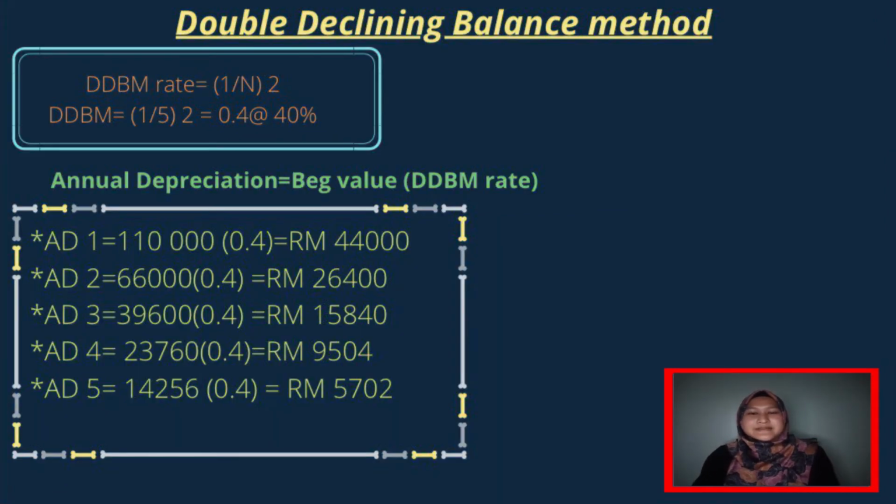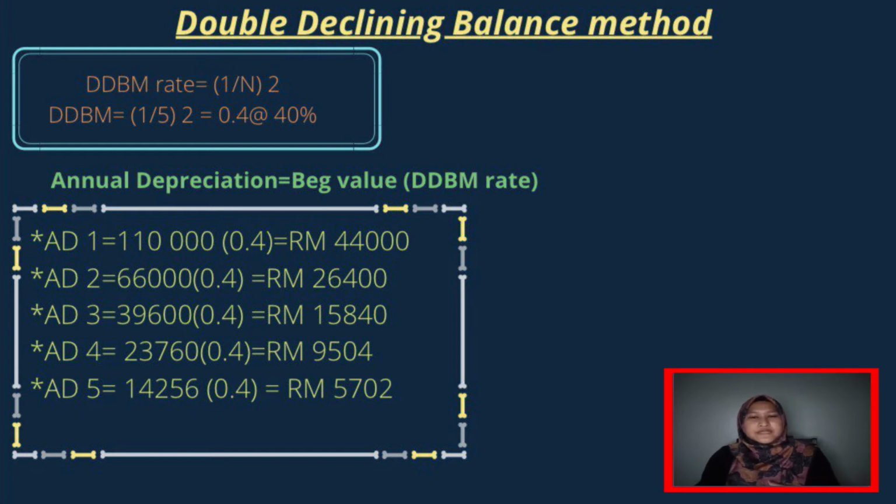Next method is double declining balance method. To calculate DDBM rate equals 1 divided by N useful life times 2. For example, 1 divided by 5, 5 is 5 years, times 2. Why 2? Because double, okay, equal 0.4 or 40%. So in this method we must calculate annual depreciation. How? Annual depreciation equals beginning value times DDBM rate.